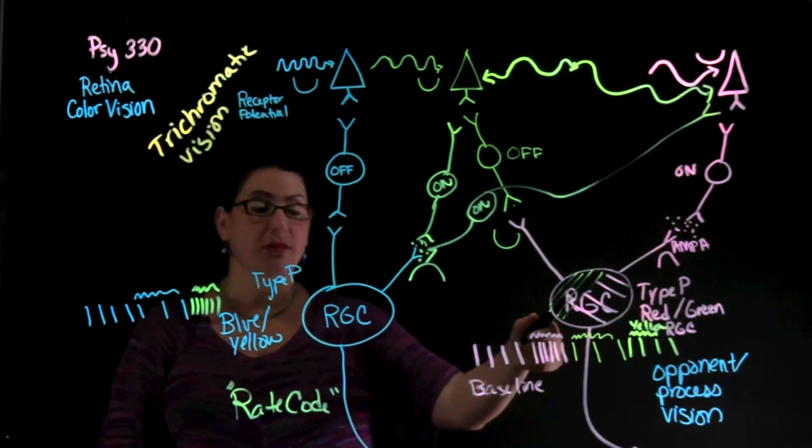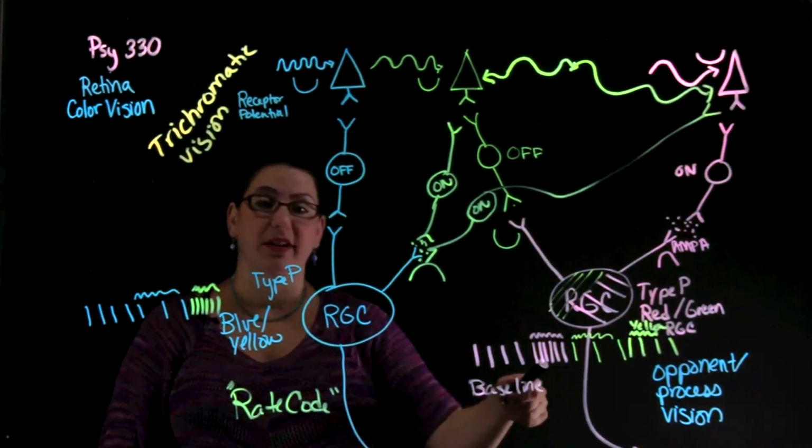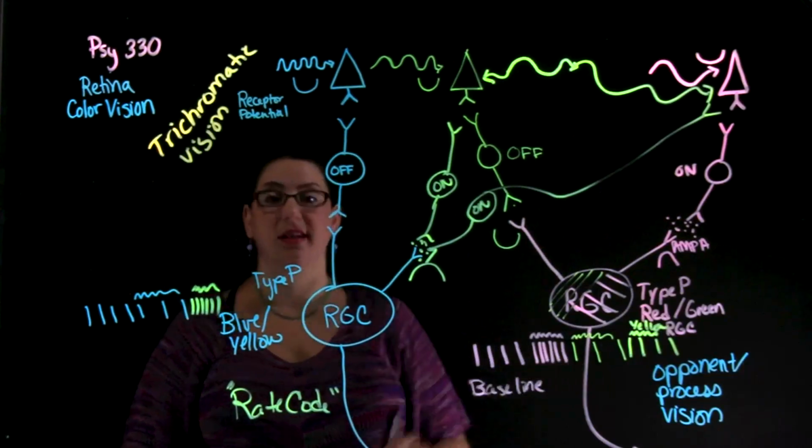In the red-green retinal ganglion cell, an increase in firing tells us we're seeing red, a decrease tells us we're seeing green.